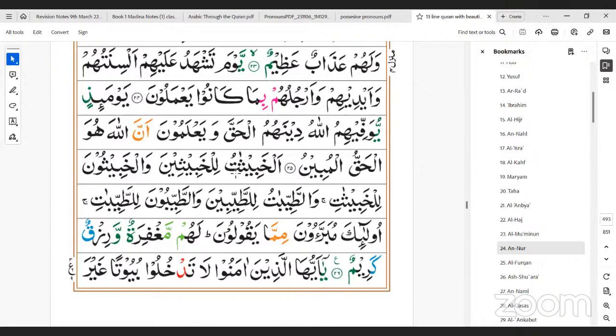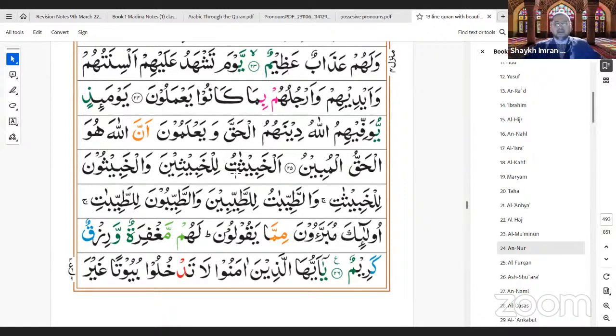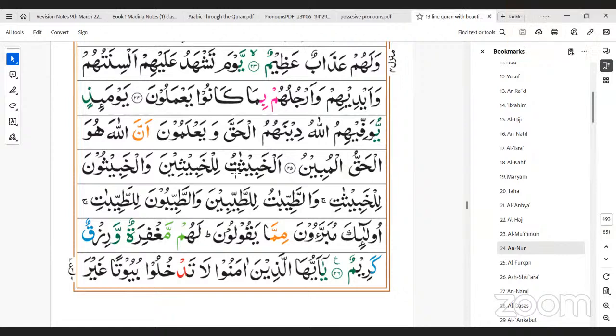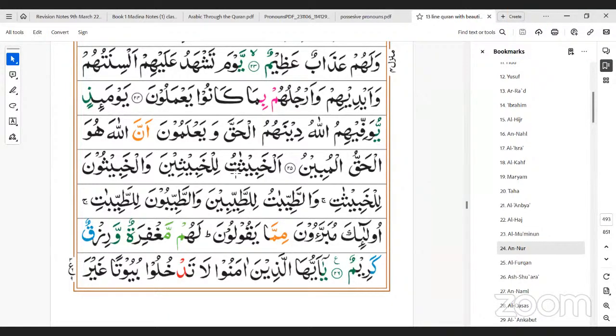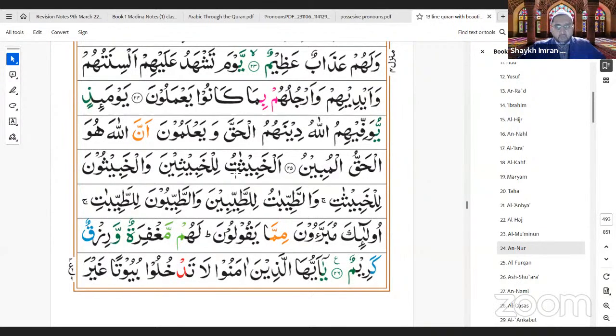You're talking about plurals, different types of plurals according to the way they are structured in the plural itself. The broken plural, correct? And the jam' mudhakkar salim, and the jam' mu'annath salim. Exactly. So in the Arabic language there is a broken plural, a sound masculine plural, and a sound feminine plural. These are the three different types of plural.